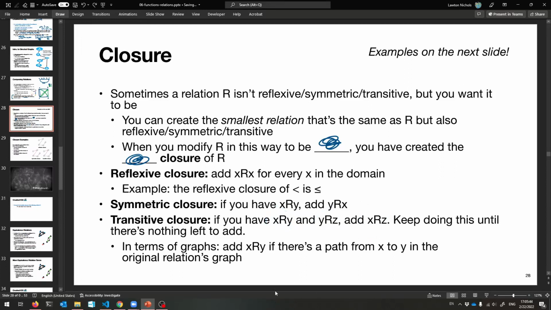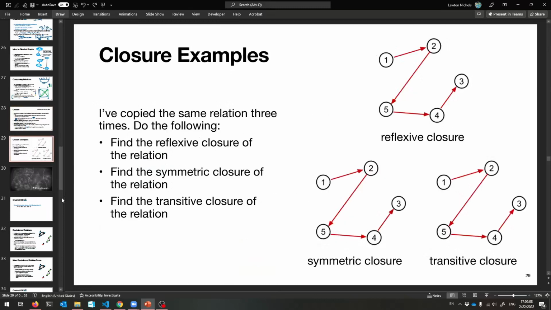Yeah. In terms of graphs, it's quite easy to do all this. If you want to make it transitive, if you can find a path from x to y, regardless of how big it is, because of the way this is going to work out, then if you can find a path from x to y in the relation's graph, add xry to the relation. Okay? So this will make more sense with an example. Here are some closure examples. All right?